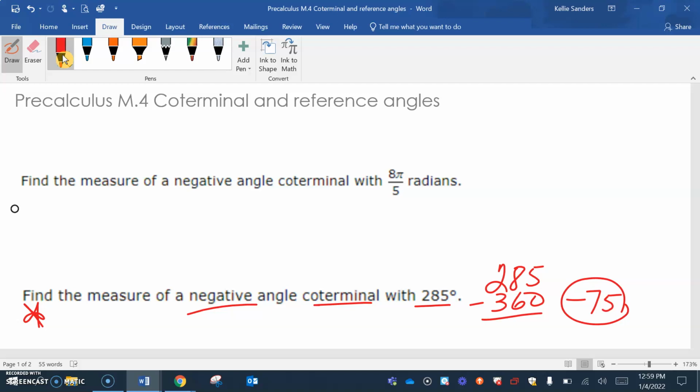They are coterminal. Now, in IXL, on these coterminal questions, there's not just one answer. We could have gone on even more and subtracted another 360 and got negative 435. If you put negative 435 or negative 75 in IXL, you would get it correct. They are the same answer.